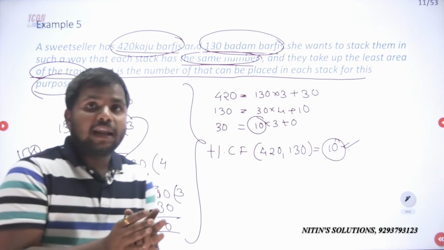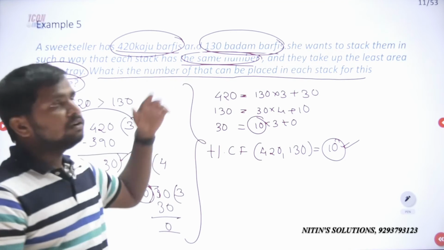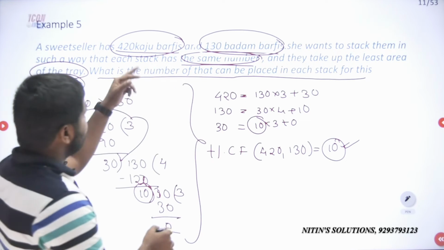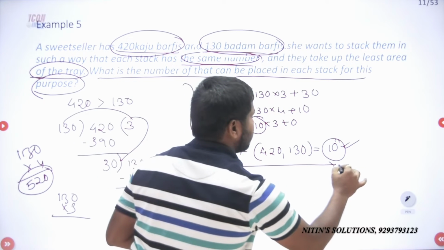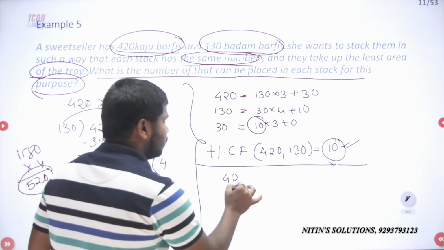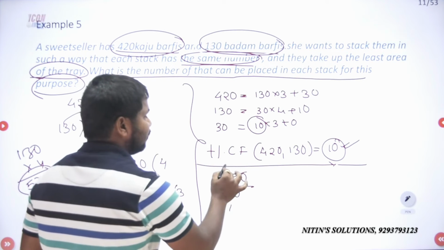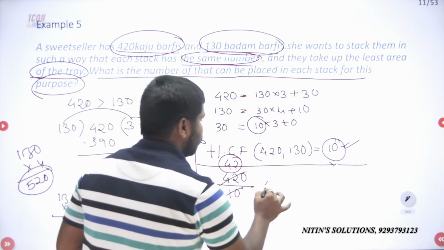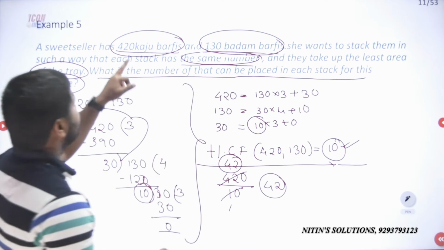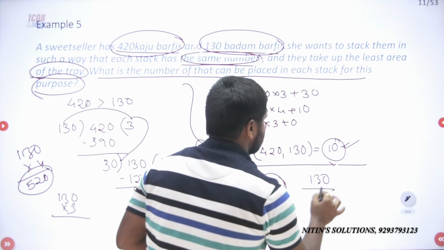So, if they are asking how many boxes are required to pack the two kinds of sweets, then what we need to do is again divide. This is not given in the textbook, sir. This is an additional case. Now we need to divide 420 by the number of sweets in each box. 10 into 42 is 420, it means 42 boxes are required to pack kaju burfis, and 130 divided by 10 is nothing but 13.